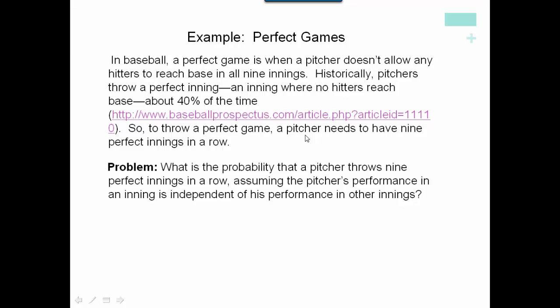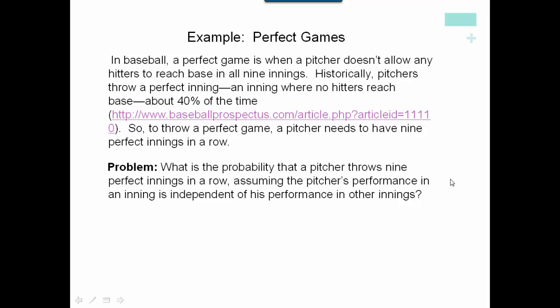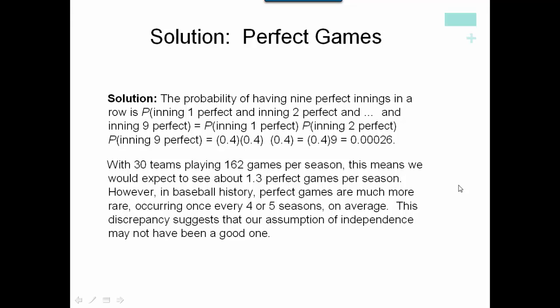Here's another example. In baseball, a perfect game is when a pitcher doesn't allow any hitters to reach base in all 9 innings. Historically, pitchers throw a perfect inning where no hitters reach base about 40% of the time. What is the probability that a pitcher throws 9 perfect innings in a row, assuming the pitcher's performance is independent of his performance in other innings? The probability of having 9 perfect innings, we'd multiply these together, so it's 0.4 to the 9th power, which is 0.00026, which would mean 1.3 perfect games per season, with 30 teams playing 162 games per season.